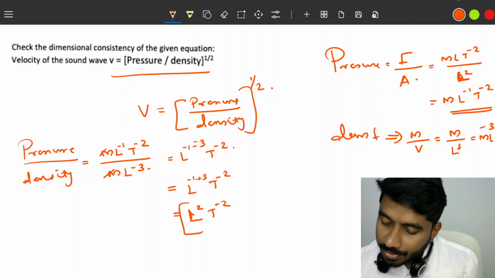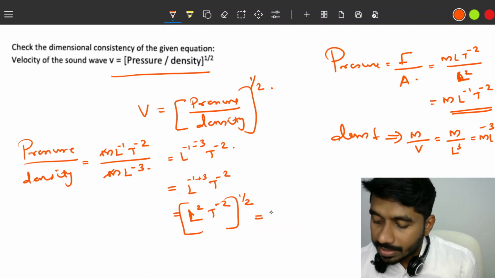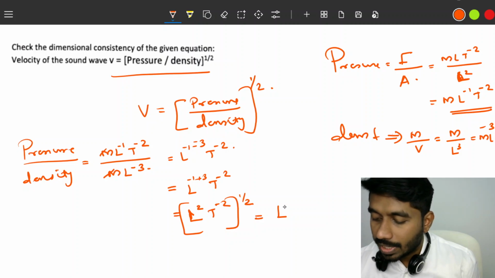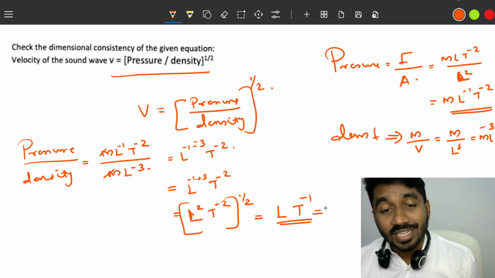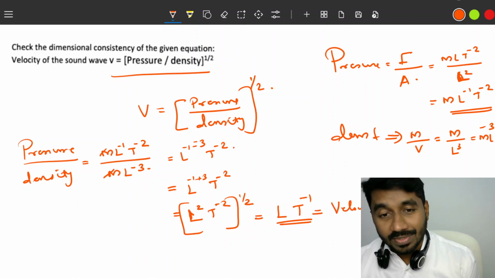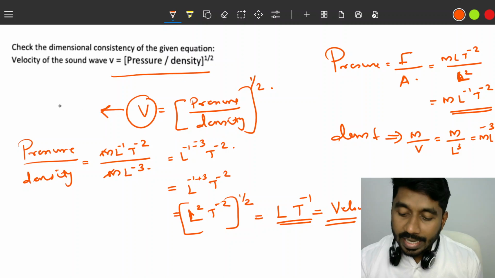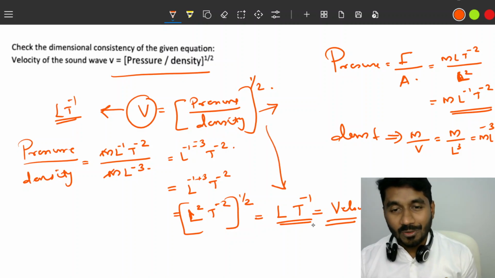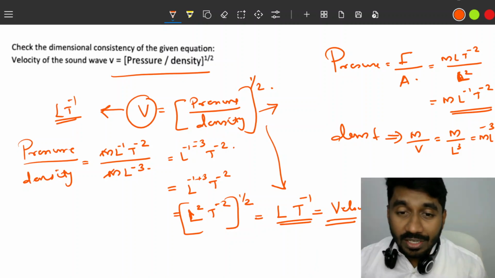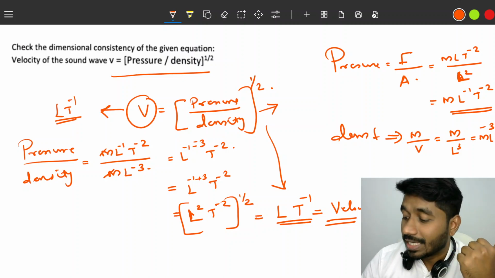Now we need to take this square root, actually all raised to 1 by 2. So you will get the answer. What is the square root of L square? L. T raised to minus 2 becomes T raised to minus 1. What is this? Actually it is the dimension of velocity. Clear? This is what they asked us to find. So the dimension of V is LT raised to minus 1, and we proved the RHS is also LT raised to minus 1. This is how we can verify an equation. To verify an equation also we need to know dimensional analysis, the dimensions of different functions.